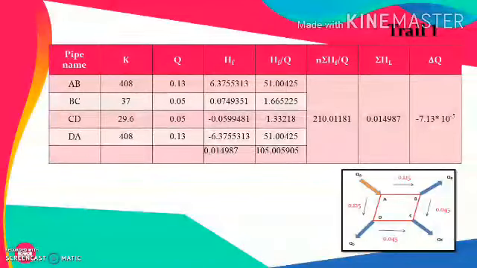And now we will try to solve it with the help of number of trials. So for that, please make a table as shown in this slide. In this slide, we'll have around 8 columns, and we'll have the separate pipe names and associated value of K that we have calculated. Along with that, we need to mention the values of Q.